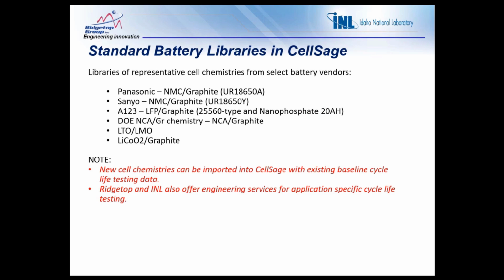Some of the battery chemistries that we have in CellSage, there's a set of defaults based on our research over the years. So this includes cells from Panasonic, Sanyo, A123, some DOE specifically tested cells, which were based on an NCA graphite cell chemistry, Altio, Alamo, lithium cobalt oxide, as well as several others with our addition of the new chemistry import feature, which we covered in previous webinars over the past couple of years. So that capability has really allowed us to take CellSage to the next level in terms of being able to easily import existing baseline testing data for cycle life and calendar life aging and generate new models for new chemistries and new customer applications. So it's been instrumental in that regard.